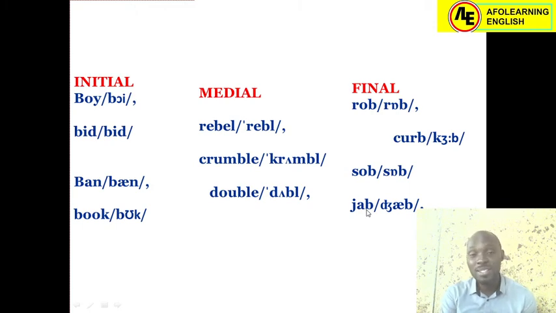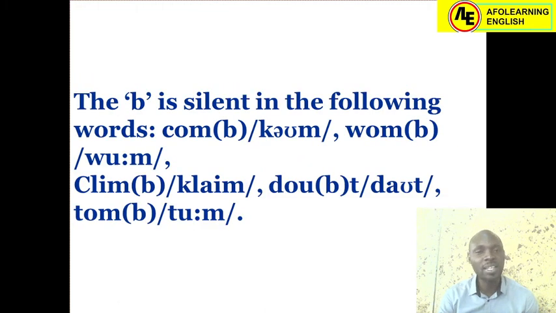We can also practice some other words that reflect the ba sound, apart from the ones mentioned today. So let's take a look at where we can find silent letters in English words of this sound. Silent letter B, silent letter B. We have comb, womb, climb, doubt, and tomb. You can also look for more words that have silent letter Bs.